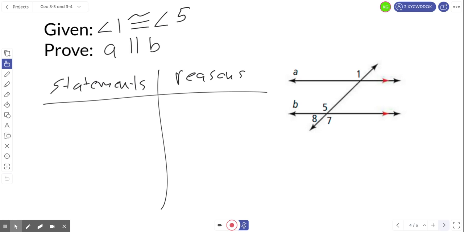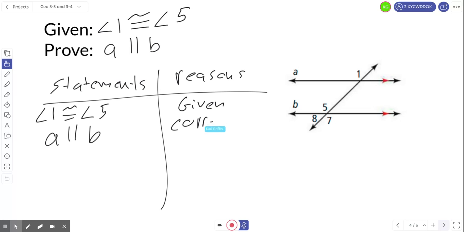And as usual, we'd start with the thing that is given. So angle 1 is congruent to angle 5. How do we know that? It was given. And now, we don't really have to do very much in this one because we're just getting started here. But we can say that line A is parallel to line B. And our reason for that is that corresponding angles are congruent.